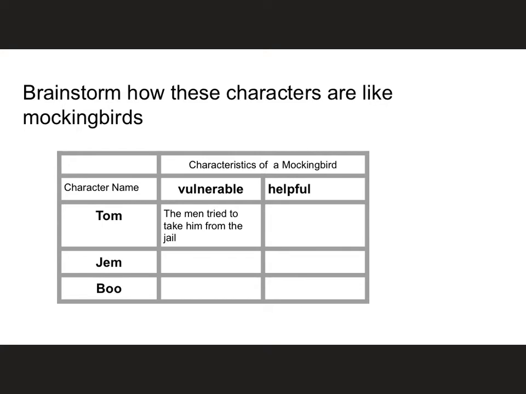Then I would think about Jem. When did Jem need protection in the story? Who does he need protection from? What happened? What's an example in the story that would help me show that he is vulnerable? How about Boo? When was he vulnerable? When did he need protection? Again, I look for a part of the story where this is the case.